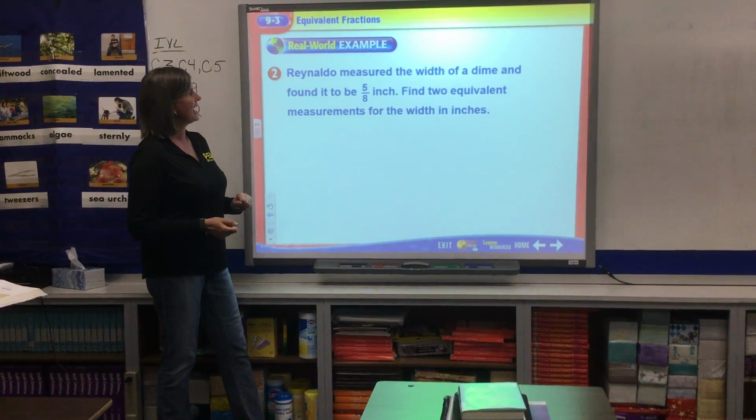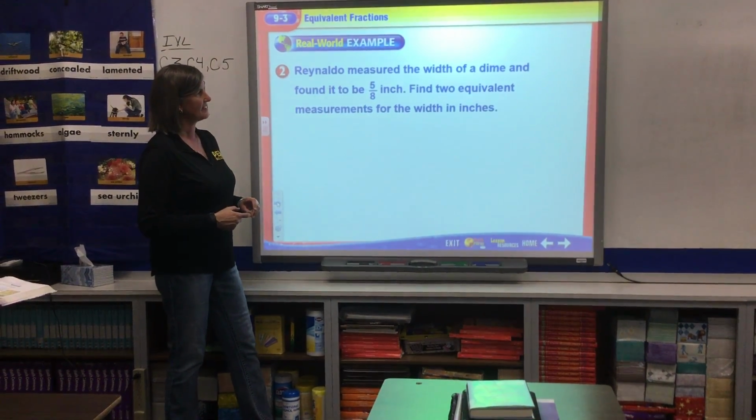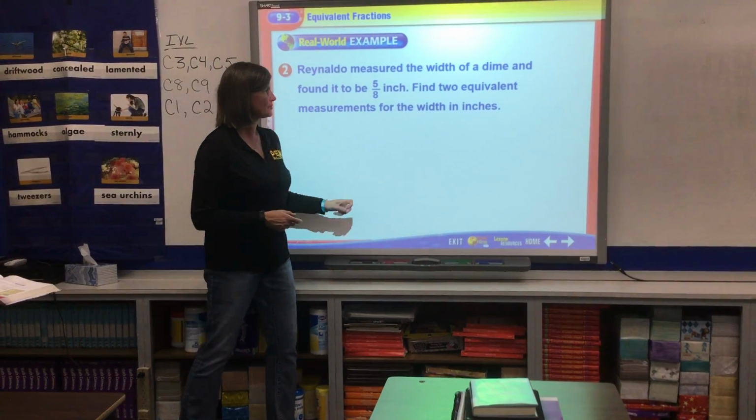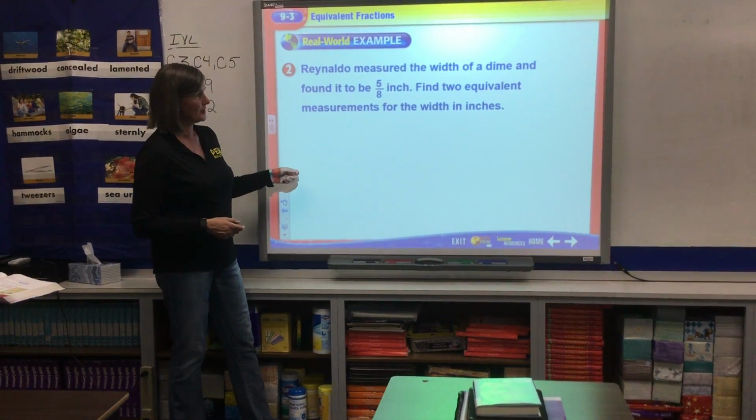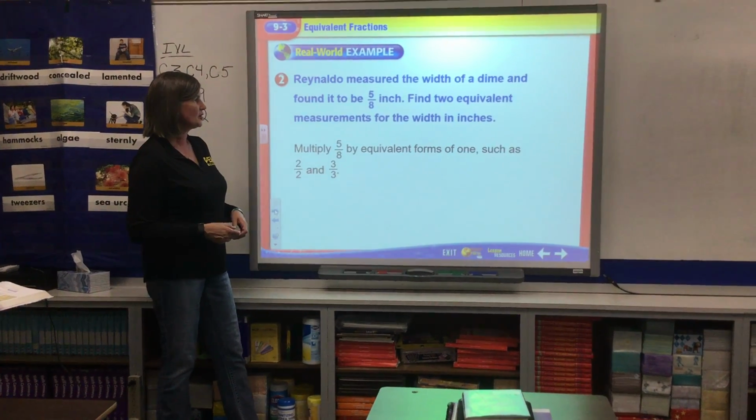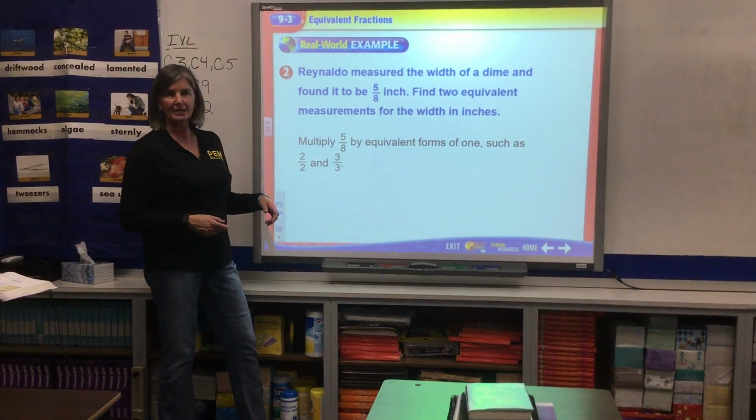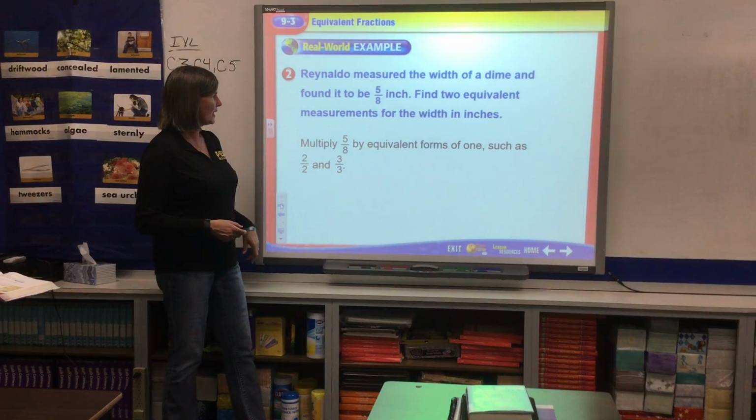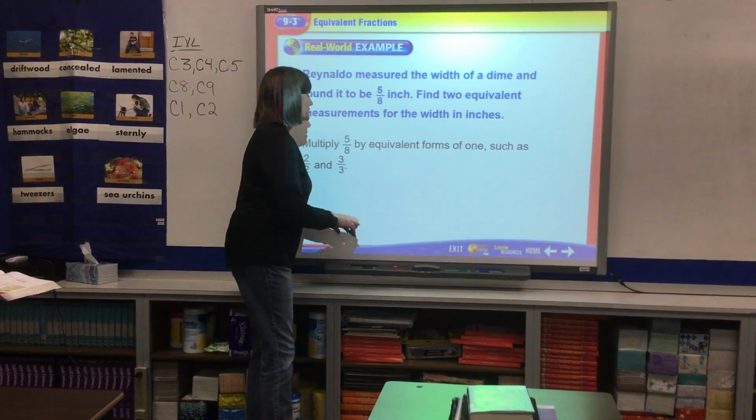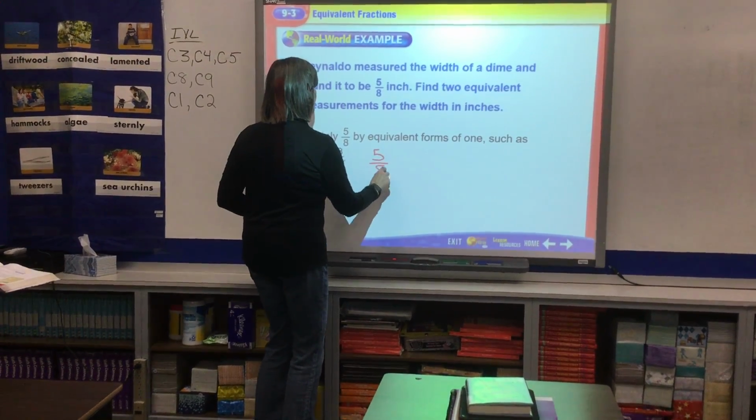Ronaldo measured the width of a dime, and he found it to be 5/8 of an inch. Find 2 equivalent measurements for the width in inches. All right, so they are going to multiply it by 2 over 2, and then they're going to multiply it by 3 over 3. So let's do that first, and let's see what we get.